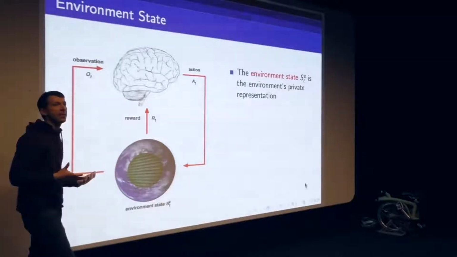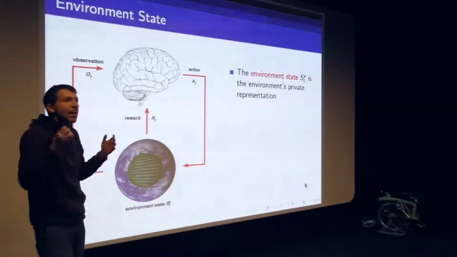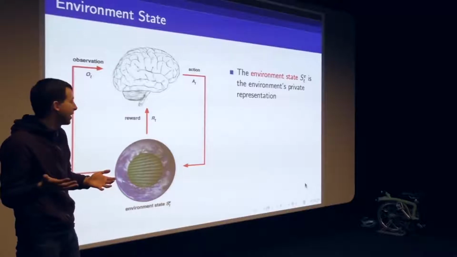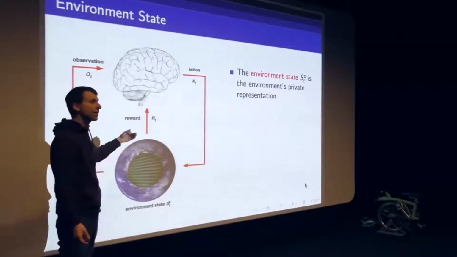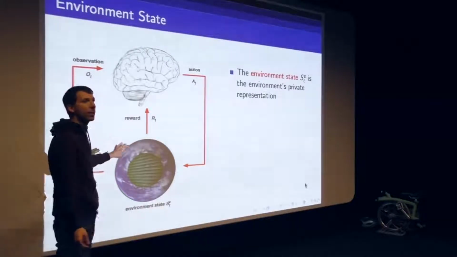And we call that the environment state. If you were to say informally what state the environment is in, it's the set of numbers contained in here, the information that is necessary to determine what happens next from the environment's perspective.